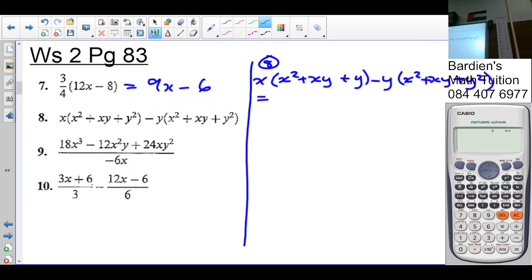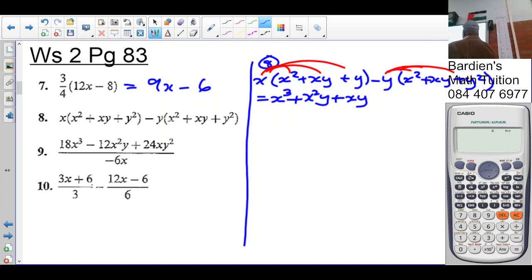Right, here we go. So, according to BODMAS, get rid of the brackets first. So what do we get? x cubed plus x times xy, x squared y. x times y, xy. Now we multiply the negative y times x squared, negative x squared y. Negative y times xy, negative xy squared. Not so. Negative y times y squared, negative y cubed. You all agree with that? Now what do we do now?